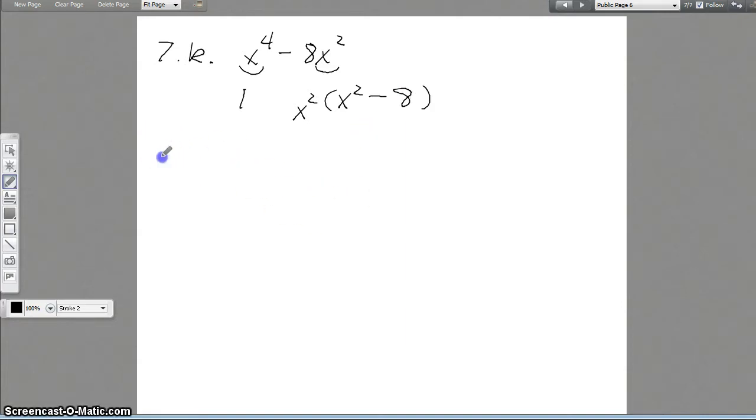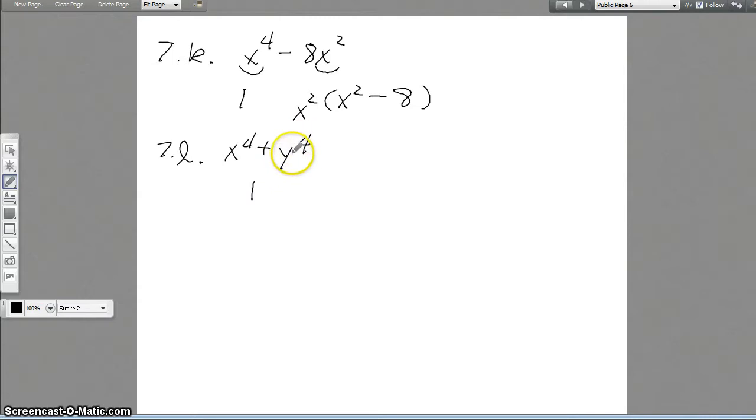One last part from number 7 is number 7 part L. We have x to the 4th plus y to the 4th. So first we look at our coefficients. Our coefficients are understood 1. So just 1 is all we have. Now we look at our variables. Does every term have an x variable? No. So there is no power of x, well, the 0th power of x, that is a common factor.